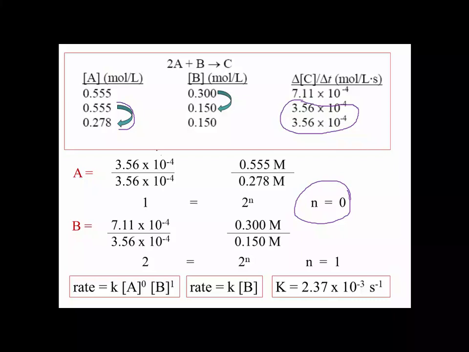To solve it mathematically, which is just as safe, you get 1 is equal to 2 to the nth, and of course, anything raised to the 0 power is 1, so that's how you prove it's zero order. And then B ends up being a nice first order as well. Or excuse me, this ends up being zero order, and B ends up being first order. And then you can work through and get your k.